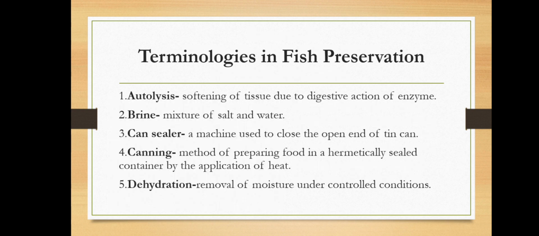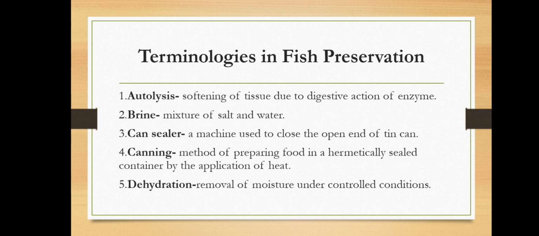Terminologies in fish preservation. First, autolysis. It refers to the softening of tissue in fish, which occurs due to the digestive action of enzymes. This process is a result of the fish's own enzymes breaking down its tissues. It is important in the context of fish preservation to understand how autolysis can affect the quality of the fish.